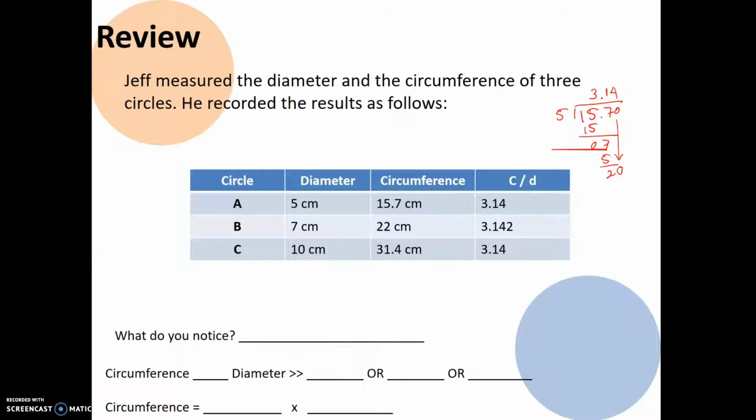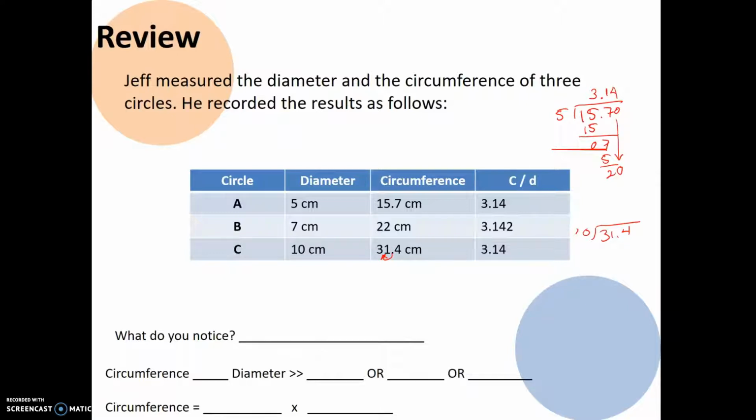And then circle B said it looks like he had a circumference of 22 centimeters and a diameter of 7 centimeters. He divided the circumference by the diameter again and got 3.142. And if we divided the circumference of circle C by the diameter, 31.4 divided by 10, we don't even need to do that division because all we need to do is move the decimal place over, and he got 3.14 again.